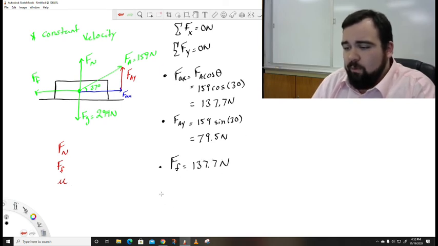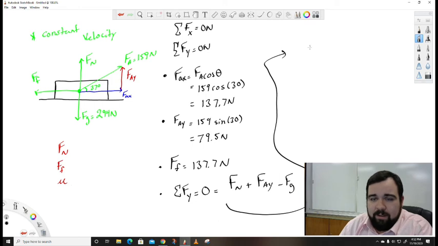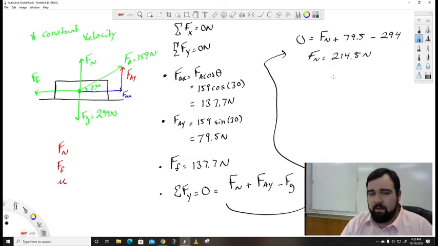Now our y component stuff, our F net y, has to equal 0, but our F net y is our force of normal up, our FAY directed upward, and our FG directed downward. So these three values, once combined, have to equal 0. So we get a normal force of 214.5.